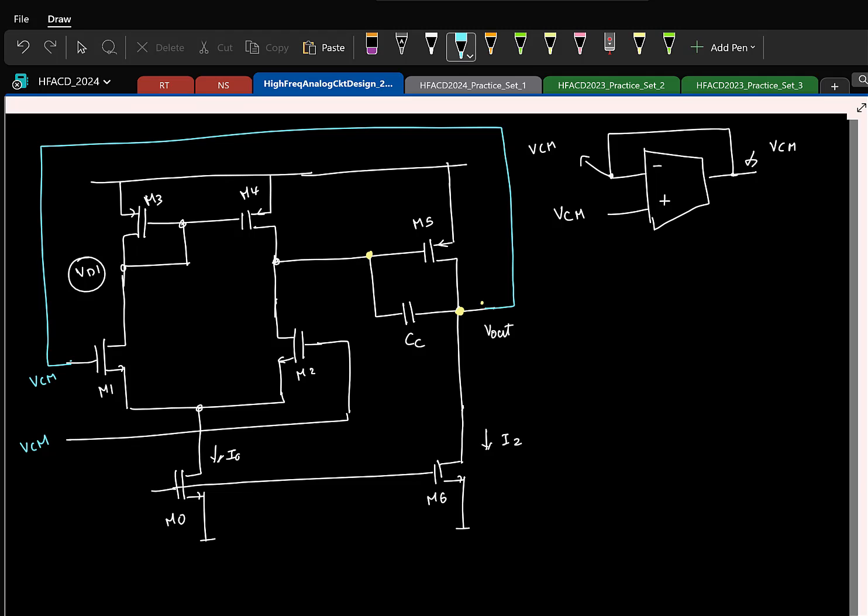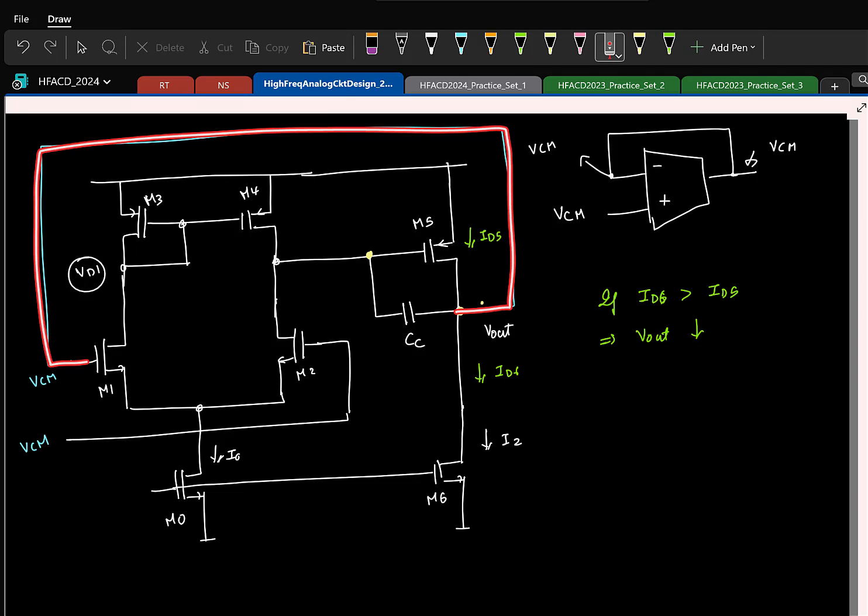Okay. And now you can see, if let us say the current in the transistor M6 is ID6, this is ID5. Now we can check what happens if ID6 is greater than ID5. What happens to Vout? Vout decreases. If Vout decreases, the same is fed back to the gate of M1. So which means gate of M1 decreases.